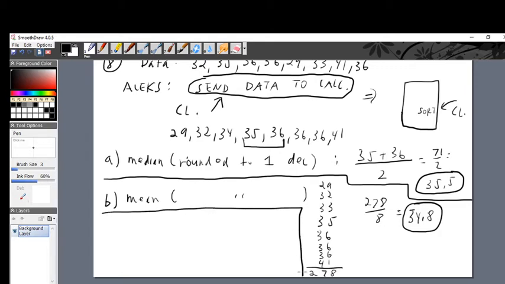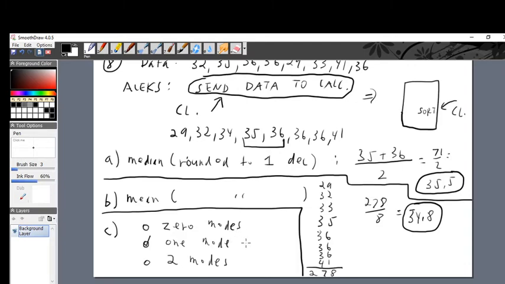There's one last one as part of 8C. What do they want? They want you to pick one of these buttons. Are there 0 modes? There's no modes at all. Is there 1 mode? Is there 2 modes? Those are the 3 buttons, and you're supposed to pick one of them. Answer: there's 1 mode. What mode is that? 36. It appears 3 times, and nothing else comes anywhere near it. So there is 1 mode.